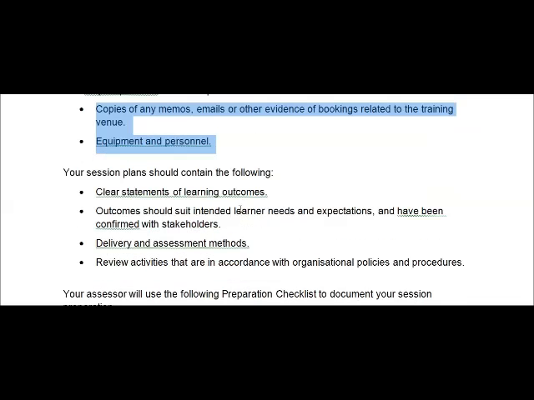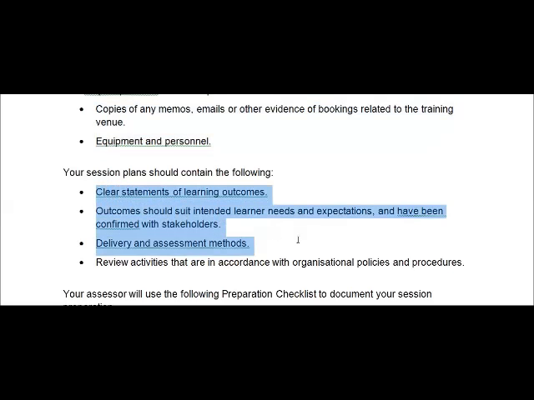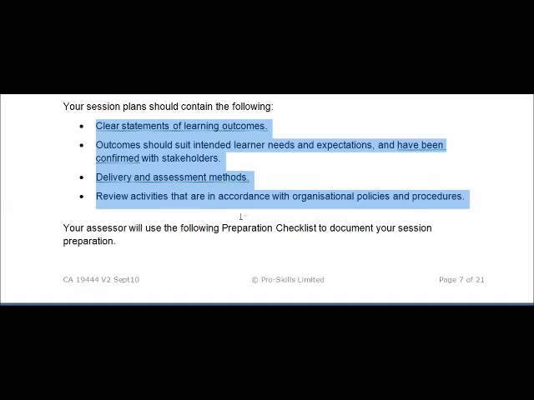Now your session plans must have these following 4 things in them. They need to have learning outcomes for each session. Those outcomes should suit the intended learner needs, and they should be outcomes that have been confirmed with stakeholders. Your session plan has to include the delivery and assessment methods you're going to use for each session, and also review activities, how you're going to review each session. So there needs to be some structure to your session plan. Do make sure whatever session plan template or document you're using, it must have those 4 things in it to be used for this assessment.